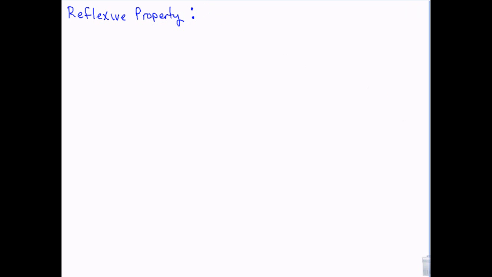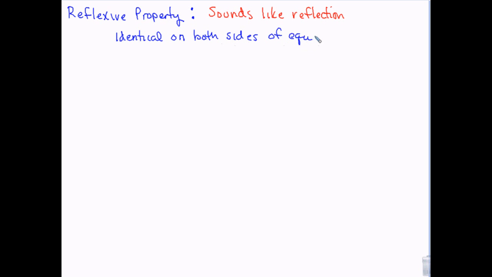Okay. Reflexive, it sounds like reflection. Well, that's what it is. Reflexive property is identical on both sides of the equal. A equals A. 5 equals 5.